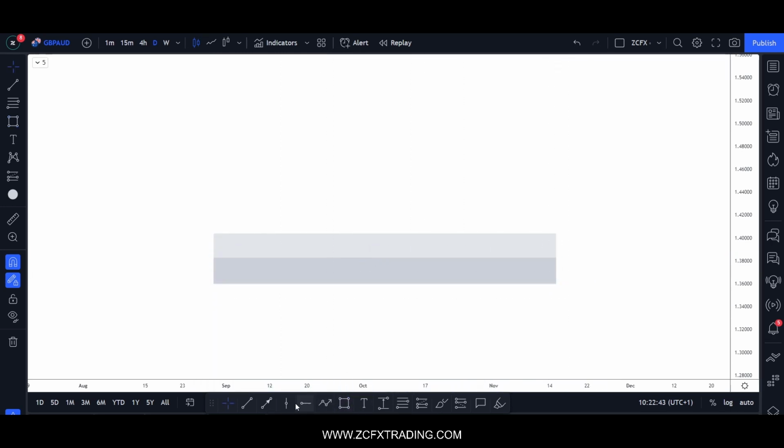Now you're probably thinking, why are you drawing these zones? It's based off, just for example, just imagine there was a candle there, and that was the candle, and that was basically what I was drawing the order block off.